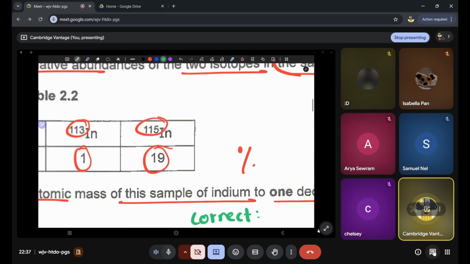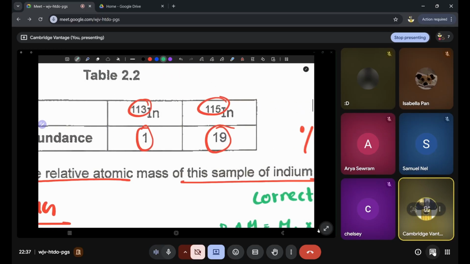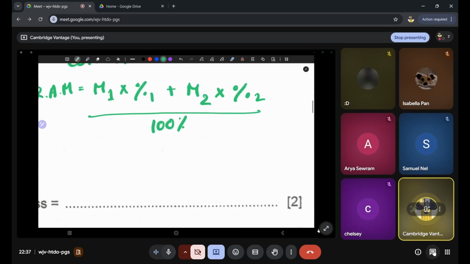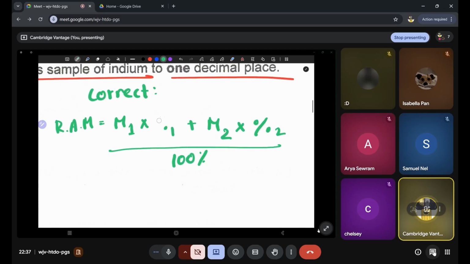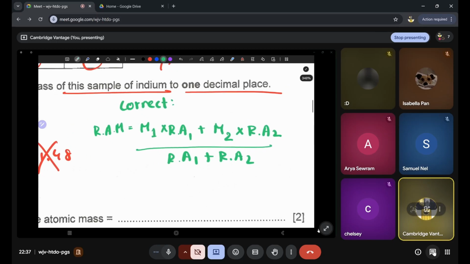Now, like this question where it's not in percentages but in relative quantities, the formula is just adjusted in that manner. What we will instead do is multiply by the relative abundance. So relative abundance 1, relative abundance 2, divided by relative abundance 1 plus relative abundance 2. That is the formula for RAM if they give you relative abundance instead of percentage.